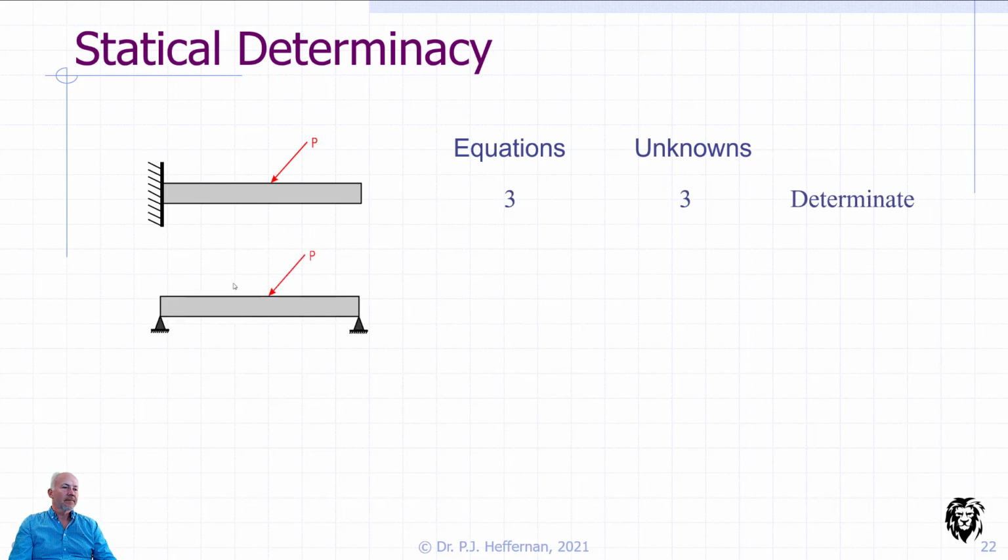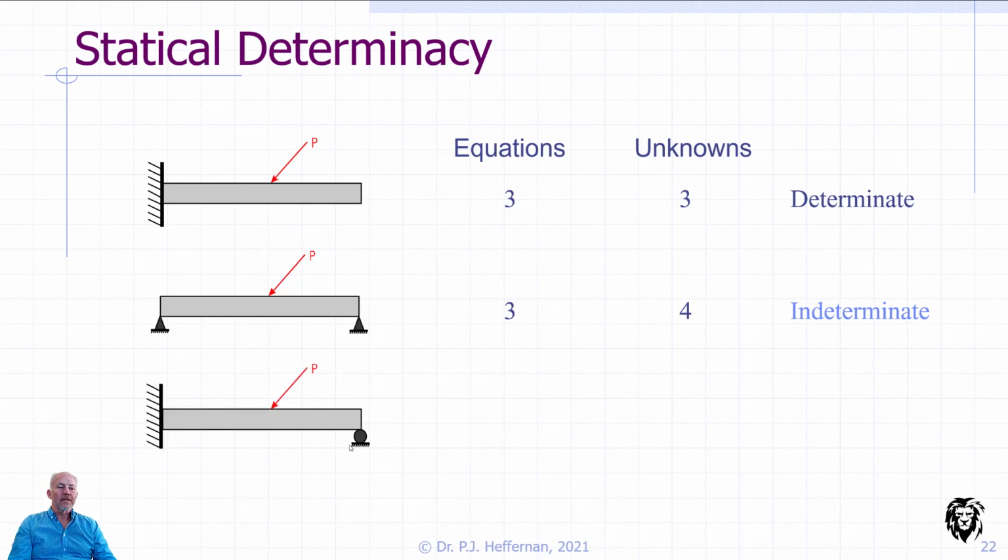If we went with 2 pin ends, we would have our 3 equations, and we would have 4 unknowns. And so this is an example where it is stable, but it is indeterminate. We don't have enough equations of static equilibrium to resolve this problem directly. And we're going to see later on how we're going to deal with that. So it is indeterminate.